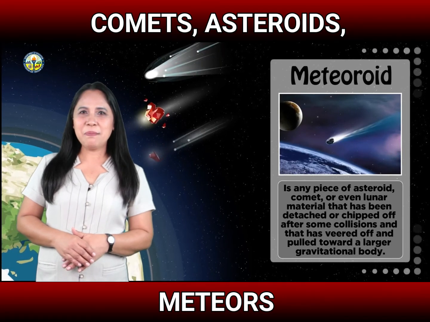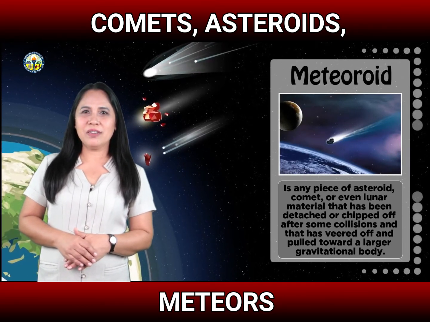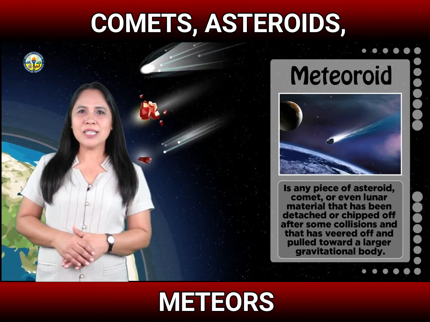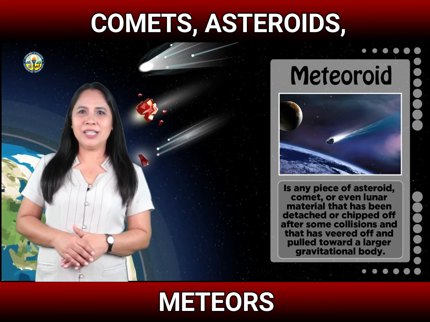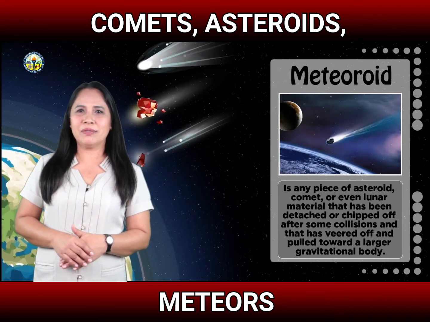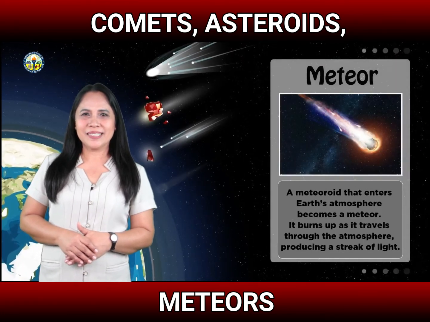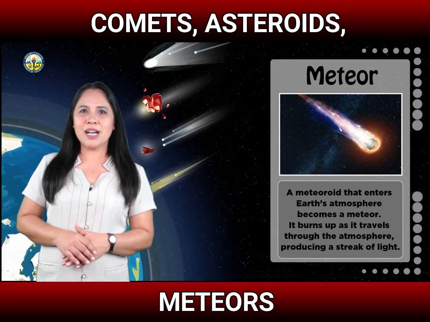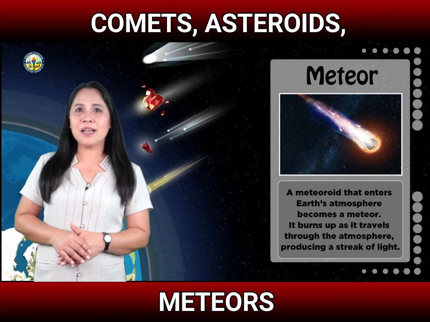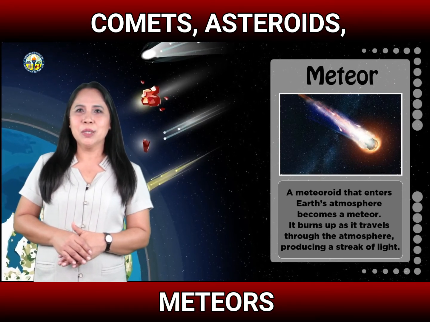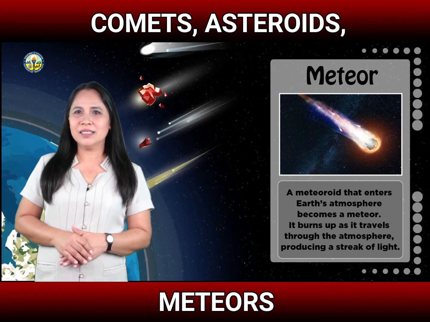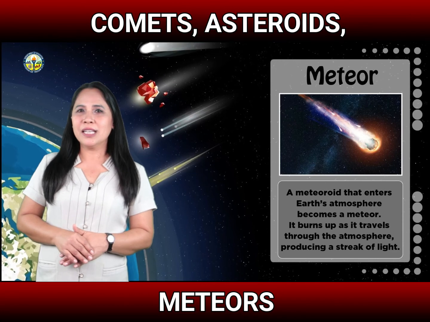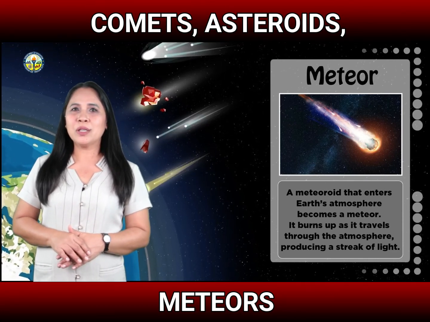Meteoroid is any piece of asteroid, comet, or even lunar material that has been detached or chipped off after some collisions and that has veered off and been pulled toward a larger gravitational body. Meteor. A meteoroid that enters Earth's atmosphere becomes a meteor. It burns up as it travels through the atmosphere, producing a streak of light. Trivia! Did you know that there are larger and denser meteors that pass the mesosphere? It is called a fireball.